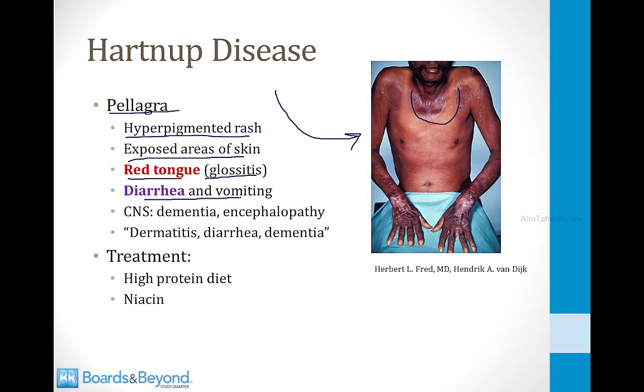Also, diarrhea and vomiting and central nervous system symptoms, including dementia and encephalopathy. People often remember the symptoms of pellagra as the three Ds: dermatitis, diarrhea, and dementia. The treatment for Hartnup disease is to eat a high protein diet, so you get lots of tryptophan that can be converted into niacin. In addition, you should consume enough niacin in your diet.